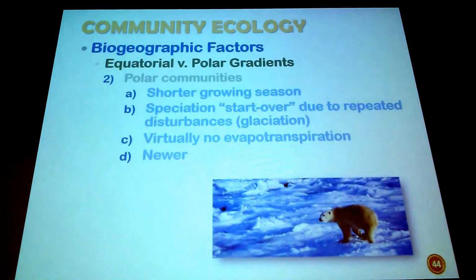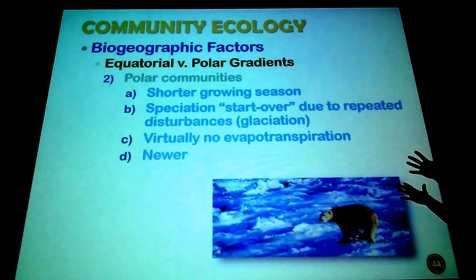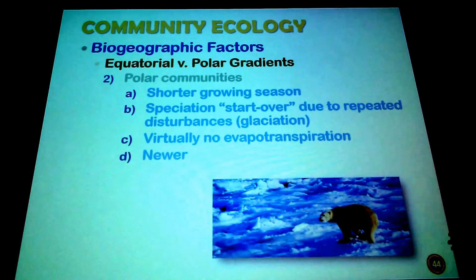The polar communities, pretty much just the opposite. Shorter growing seasons, and speciation starts over due to repeated disturbances like glaciation. If you have a harsh winter, you're going to have to start over. If glaciers come down, wiping everything out in really, really cold environments, and then they recede, again, you're starting over. Virtually no evapotranspiration. Why is that? No trees. You don't have many plants. And these communities tend to be newer because they are refreshed almost every year.